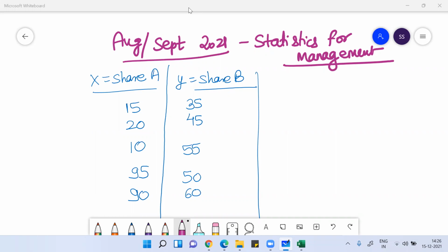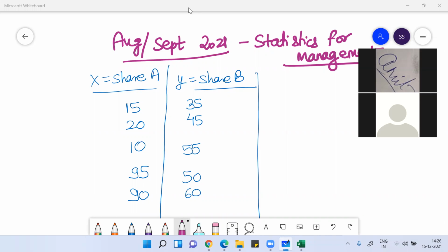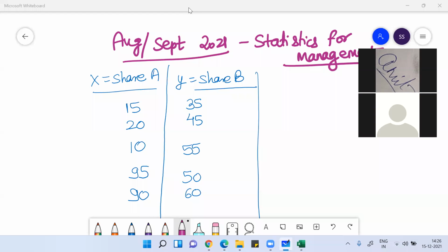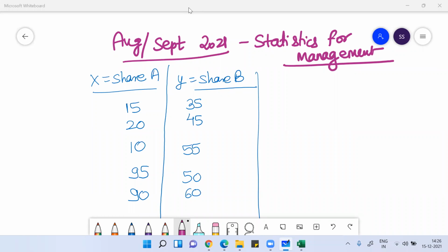In this class, we'll discuss the question paper of the year August September 2021. This question came for 6 marks, where we need to calculate the standard deviation and coefficient of variation.